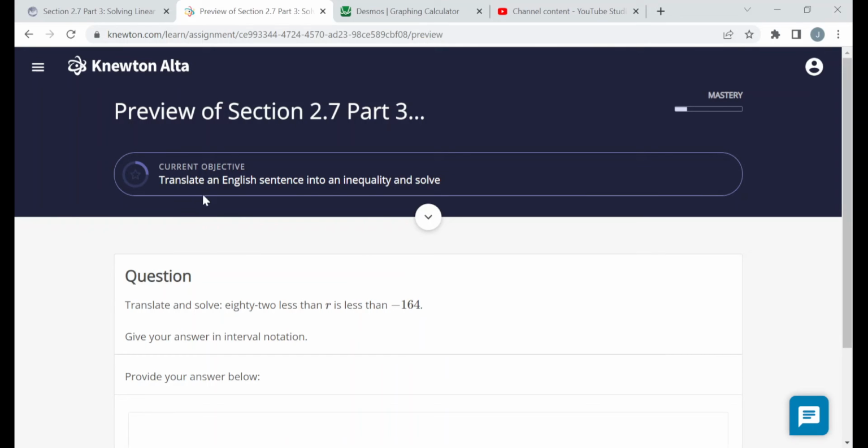All right, so back to the translate a sentence. All right, so here, 82 less than r. Now remember, this is not is less than r. This is less than r. So we have subtraction here. R minus 82. And then here is less than, the verb is less than. This is the is less than symbol. And then negative 164. Right.